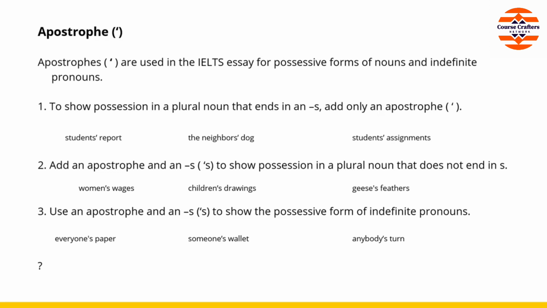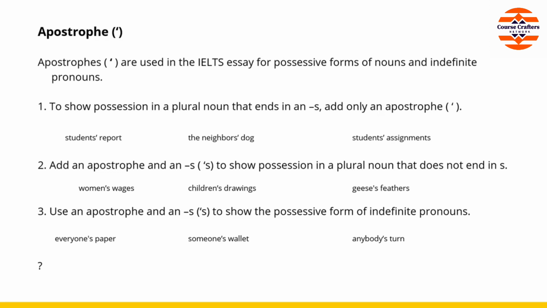The second one is quite different. Here we add an apostrophe and the letter S to show possession in a plural noun that does not end in the letter S. So for example, women, it's a plural form, and we add an apostrophe and also the letter S. So women's wages, children's drawings, geese's feathers. So this is the second way of using the apostrophe.